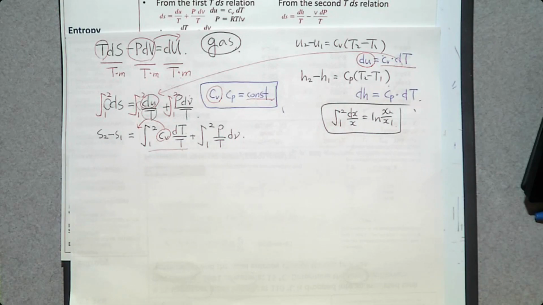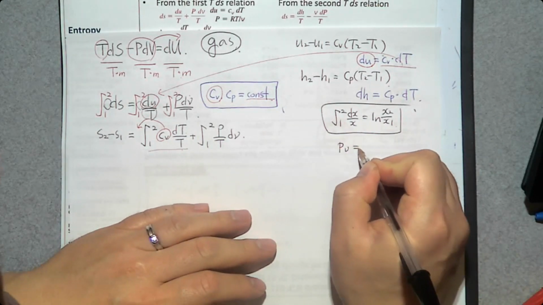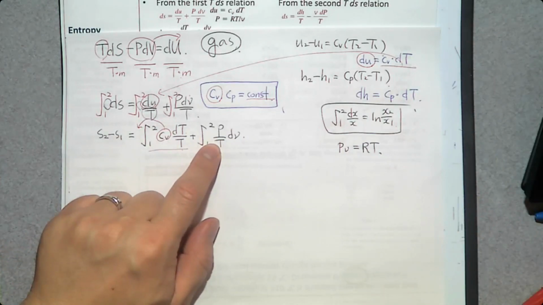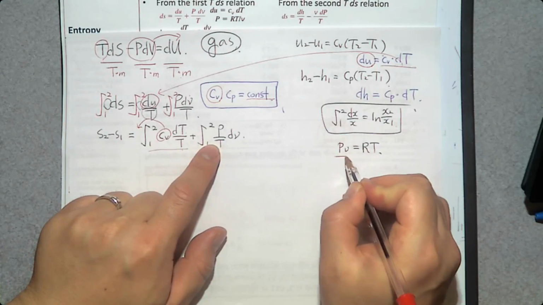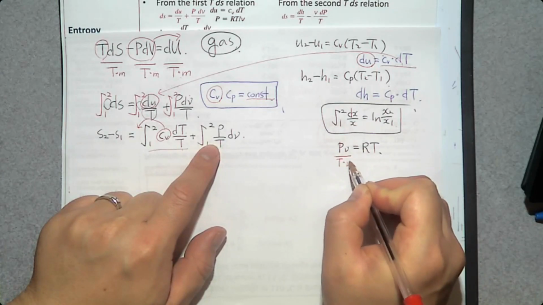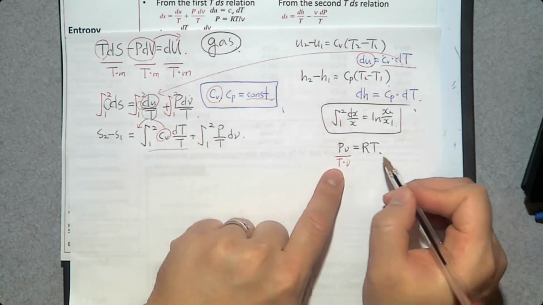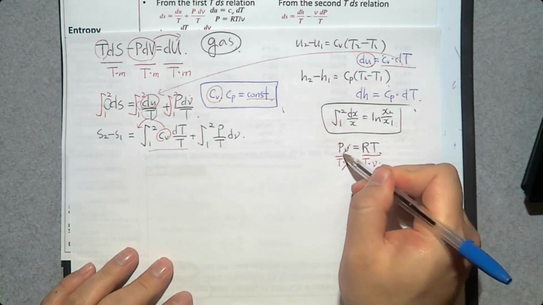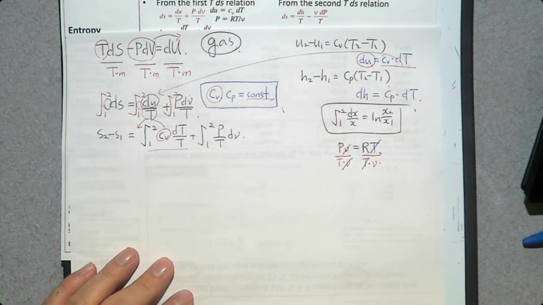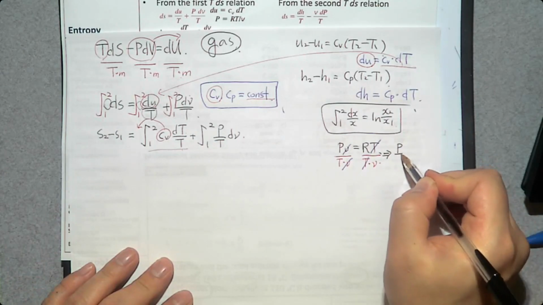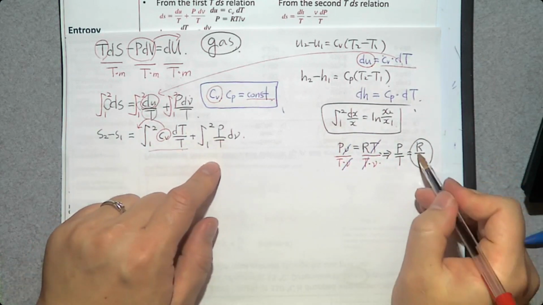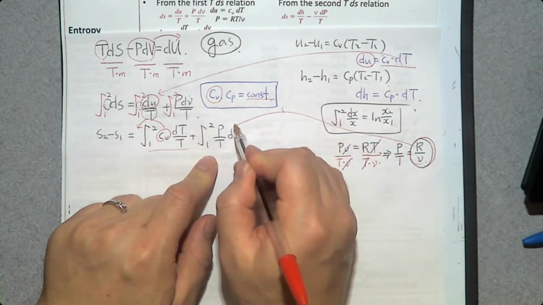PV is RT, the ideal gas equation. You are correct. So we have an ideal gas equation, PV is RT. Oh wait, we have a P over T. Can we have a P over T? Yes, you can divide by T and you can divide by volume. Then what do you get? You can cross V out, you can cross T out. So this equation becomes P over T is R over V. Can you replace this P over T with R over V?